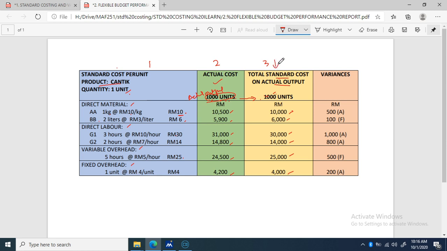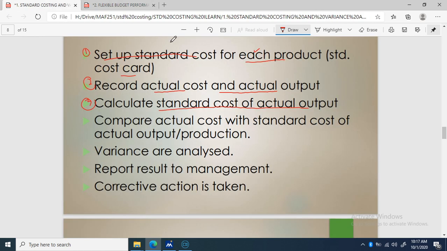So this is what we call flexible budget. The budget is flexible, depending on the units produced, the actual units produced. If your units of output produced is 5,000, then here is also 5,000. Calculate the cost for 5,000. So the budget here could be flexible; it depends on the actual units. That's why we call it flexible budget. And then number 4.